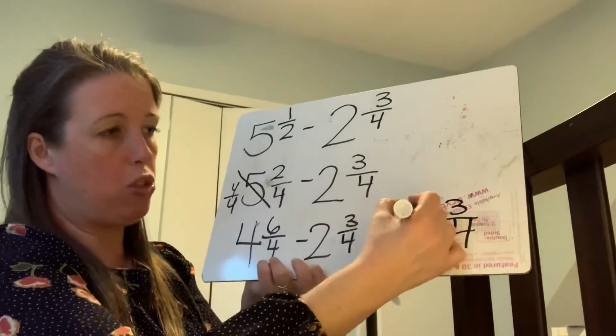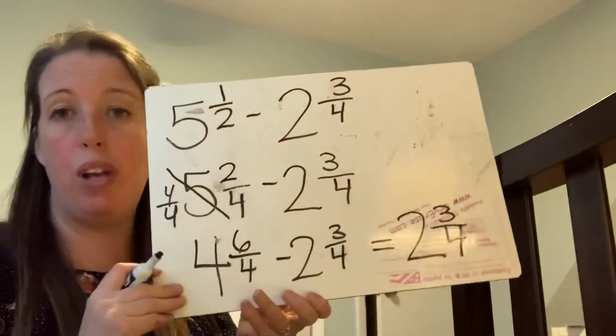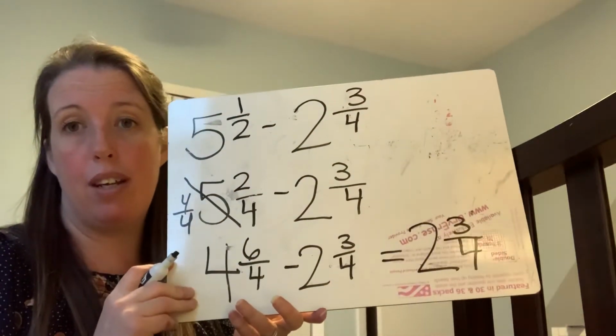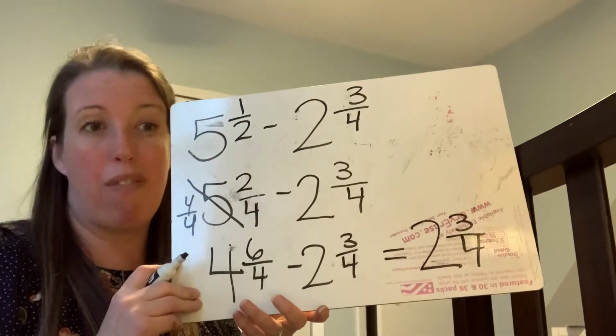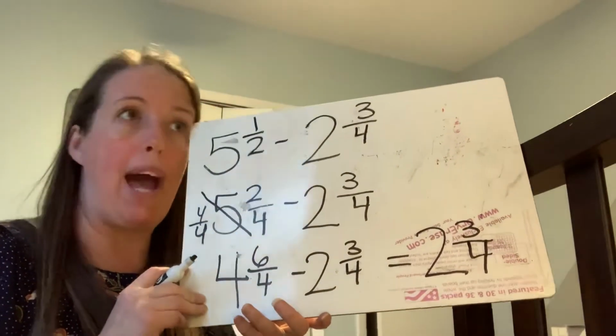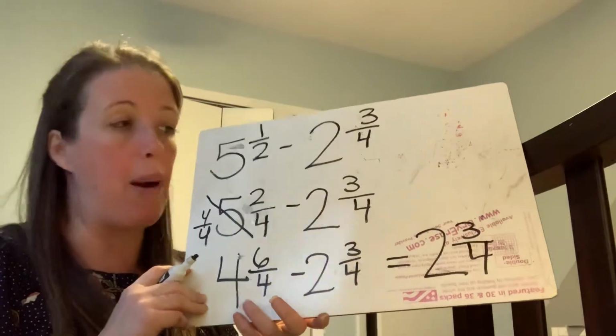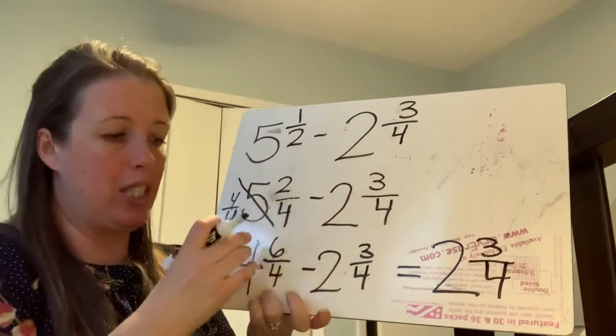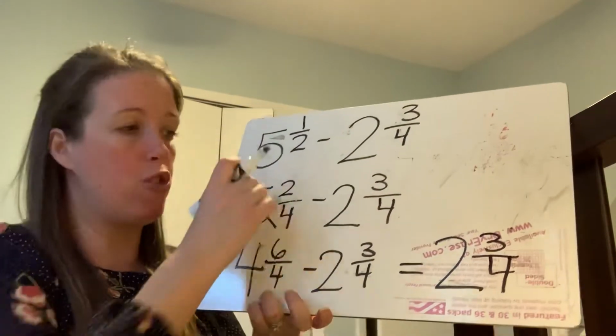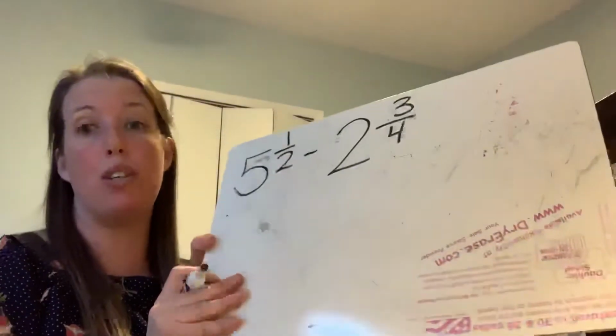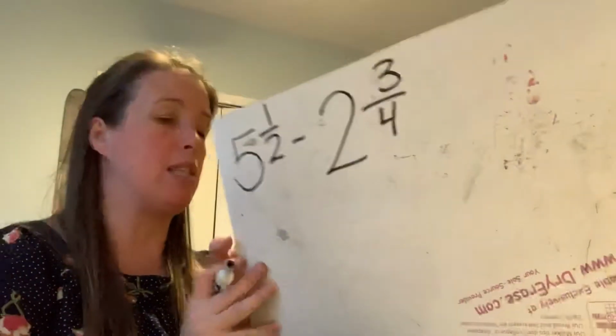4 wholes minus 2 wholes is 2 wholes. So 2 3/4. This is a great strategy if you're not comfortable with going back and forth between mixed numbers and improper fractions. Here, you're still staying with your mixed number. You're just taking a whole away, or you're regrouping a whole. Let me show you the same question using strategy 2, renaming both as mixed numbers.